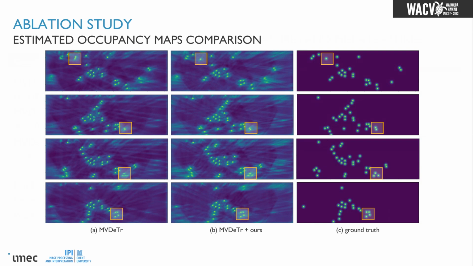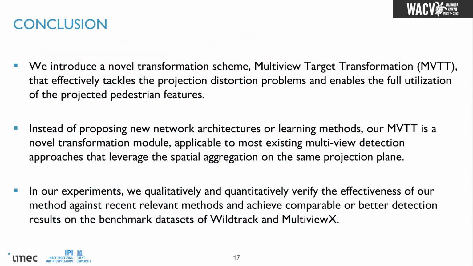Here is the comparison of the predicted occupancy map. The left column is the baseline method, the middle one is our method, and the right column is the ground truth. Our method can draw a clearer map compared to the baseline.